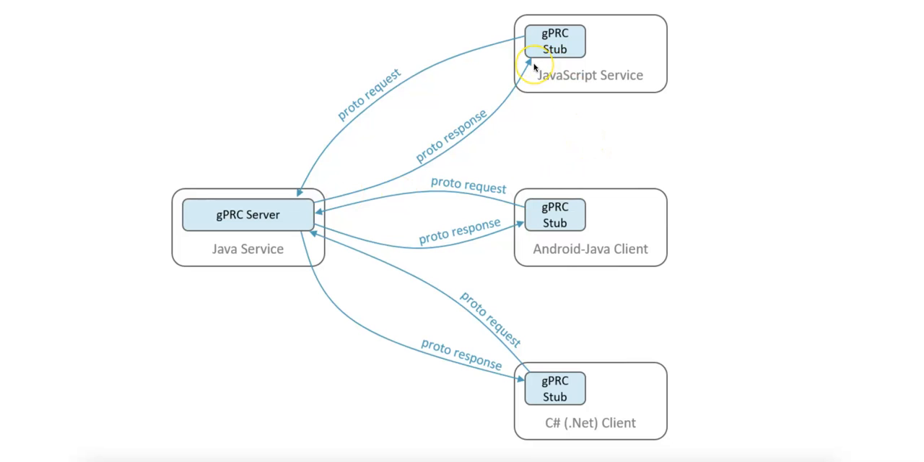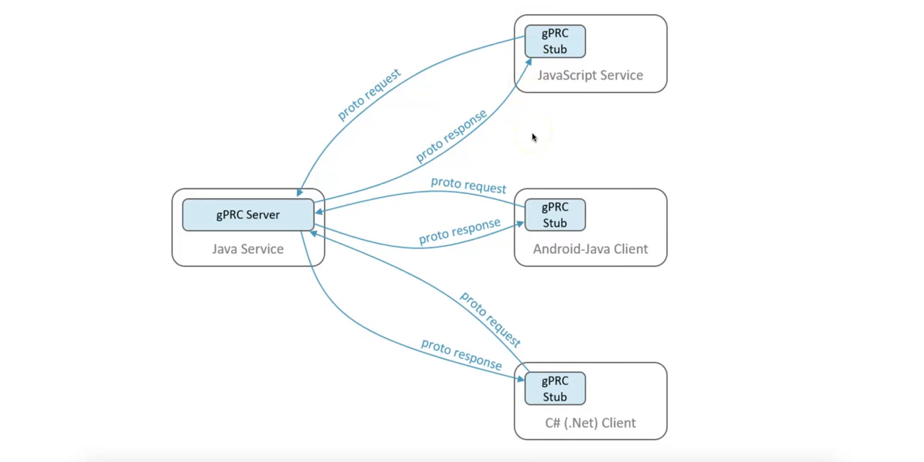Number one is unary RPC, in which the client sends a single request and receives a single response. Number two, server streaming RPC. The client sends a request and the server streams multiple responses. Number three is client streaming RPC, in which the client sends multiple requests and the server responds once after processing. And number four is bidirectional streaming RPC. Both the client and the server can send a stream of messages to each other in real time.